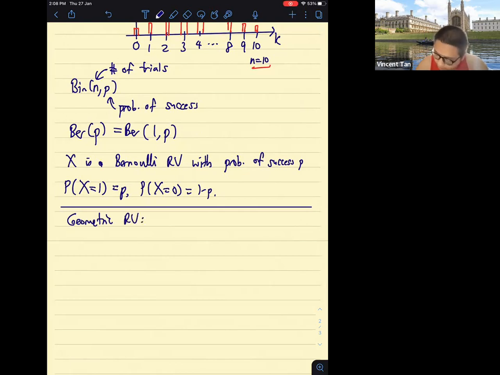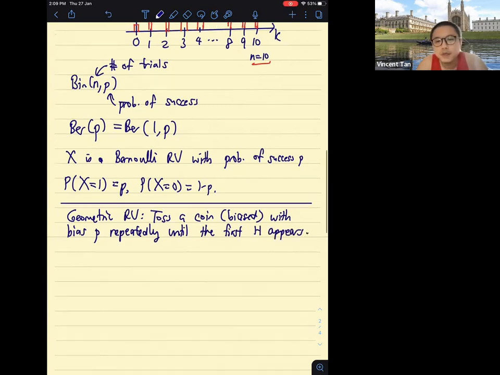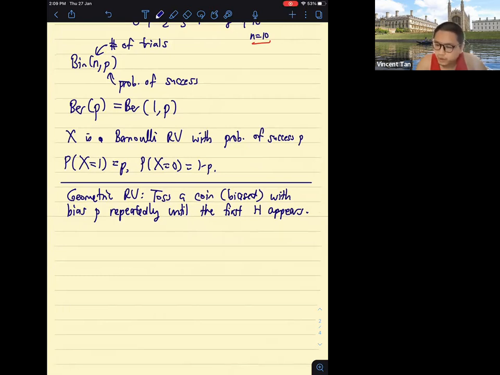A geometric random variable comes about from this particular story. We toss a coin. It could be a biased coin, say with bias p. Bias means the probability that it turns out heads is p. That's the convention. We toss a biased coin with bias p repeatedly until the first head appears. So this could model the situation where you have a shop, and customers walk into your shop, but the customers are either male or female. You want to wait until the first male appears. There could be some females who come before a male, right? So this is denoted by a random variable X.